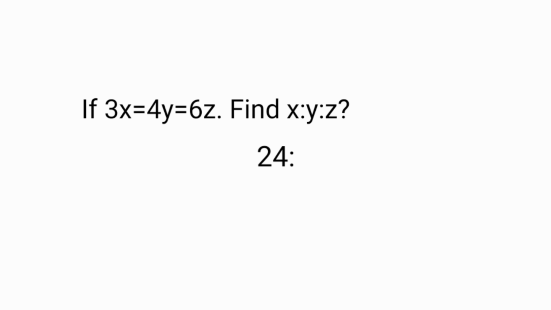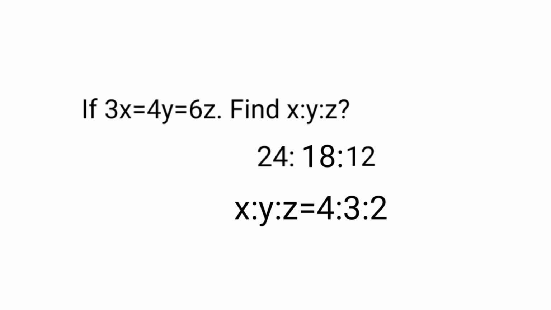To get the corresponding value of y, just multiply the coefficients of x and z. So here 3 into 6, 18. And to get the value of z, just multiply the coefficients of x and y. That is 3 into 4, we will get 12. This can be further reduced. Divide each term by 6. So 24 by 6 is 4, 18 by 6 is 3 and 12 by 6 is 2. So the ratio will be 4 is to 3 is to 2.